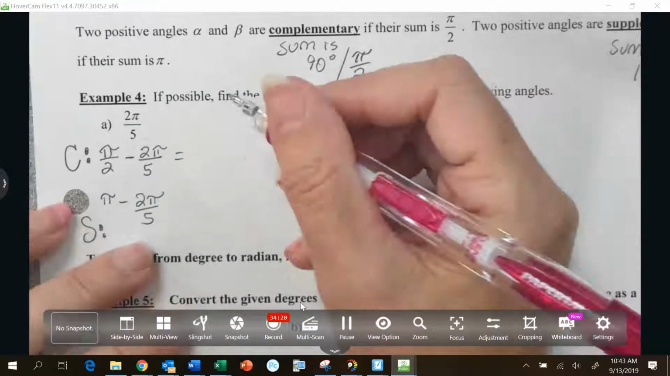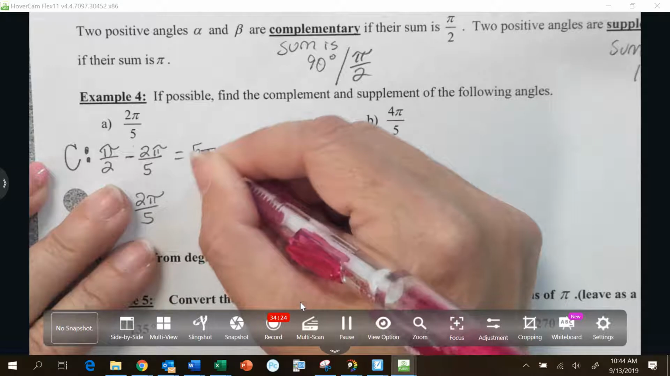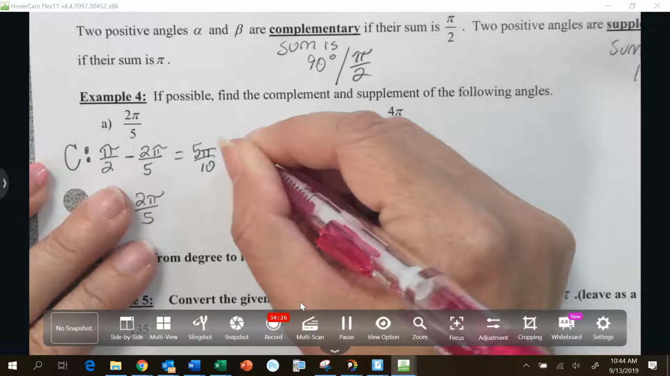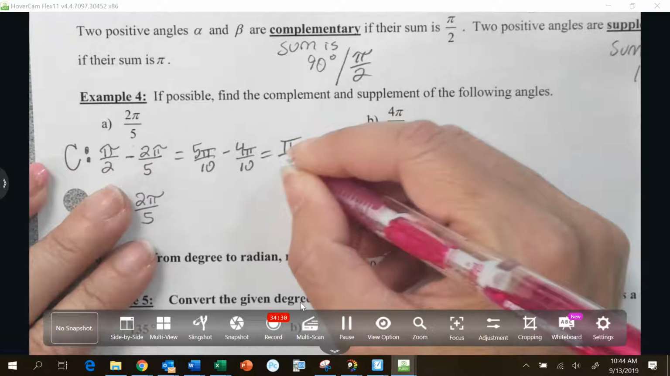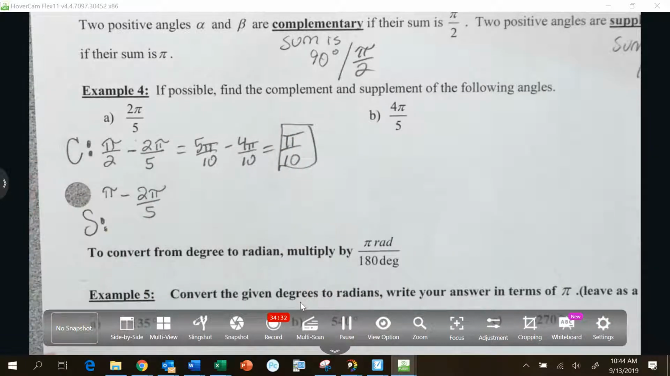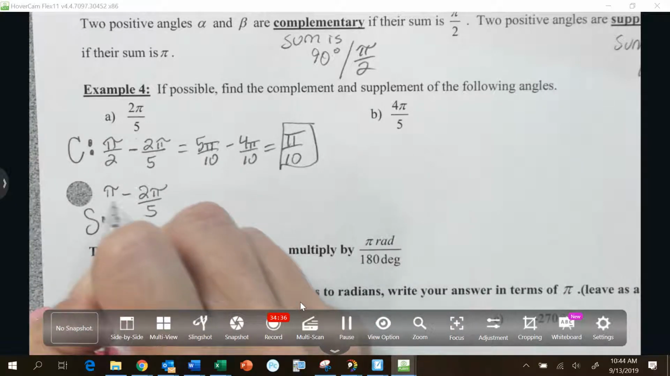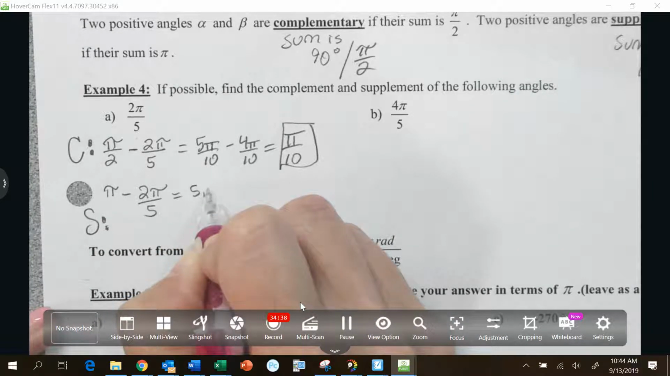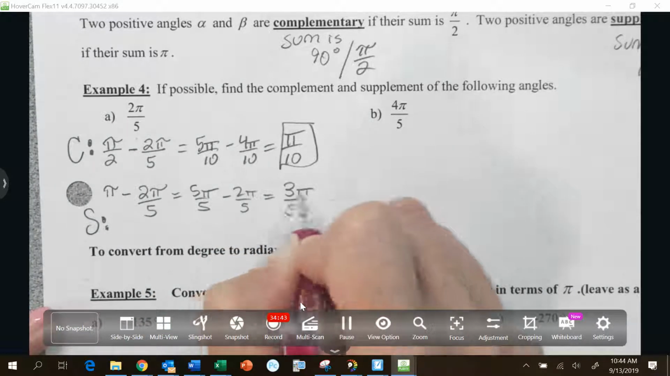We need common denominators, so tens. 5 pi over 10 minus 4 pi over 10 equals 1 pi over 10. That is my complement, 1 pi over 10. And then 5 pi over 5 minus 2 pi over 5 is 3 pi over 5. That is my supplement.